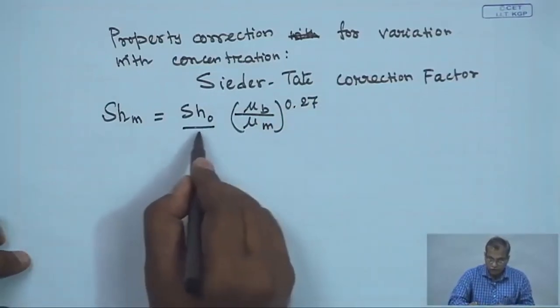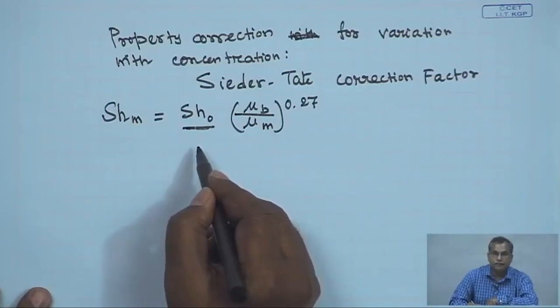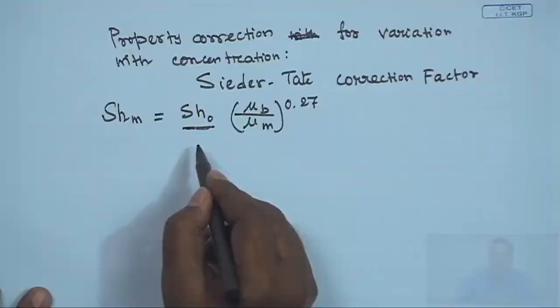What is Sherwood naught? Sherwood naught is basically the basic Sherwood relationship that we have already discussed, the Leveque equation for laminar flow through a rectangular channel. Sherwood naught will be 1.85 (Reynolds Schmidt dE by L) raised to the power 1/3. For tubular flow, it is 1.62 (Reynolds Schmidt d by L) raised to the power 1/3 for laminar flow. For turbulent flow, Sherwood naught will be 0.023 Reynolds raised to the power 0.88 Schmidt to the power 0.33. Those are the basic Sherwood number relations without any correction factor.